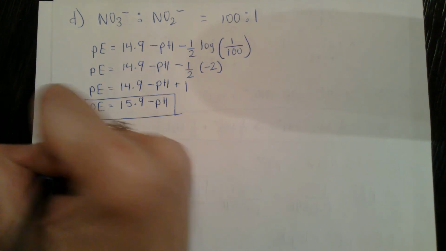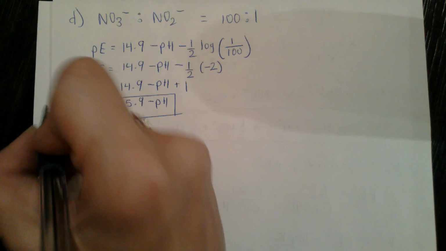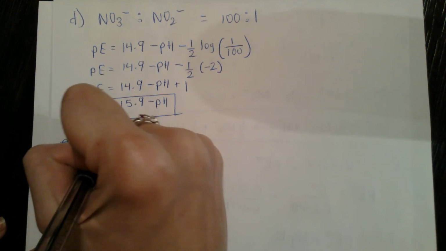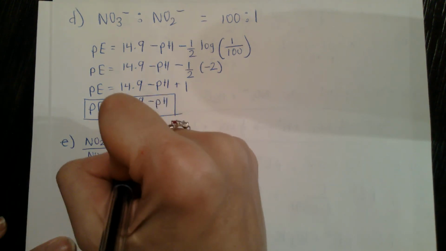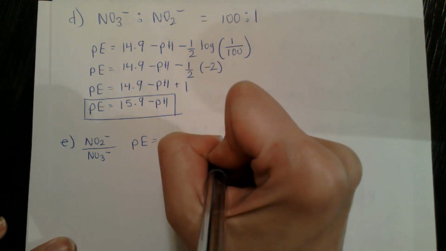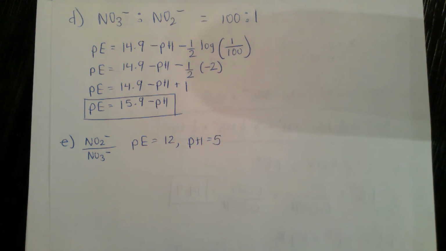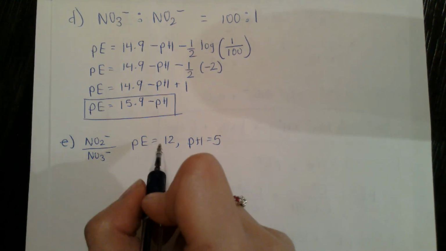Okay, so our very last part from our results in part C: using our expression, we want to find our ratio of nitrite to nitrate. So we're looking for NO2 minus over NO3 minus when pE is 12 and pH is 5. Again, we're just going to substitute into our expression. This time we know pE, so we'll put that in.